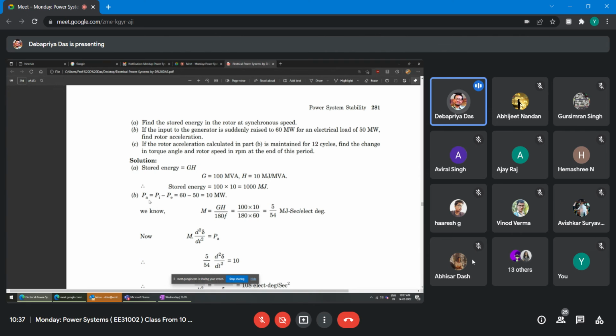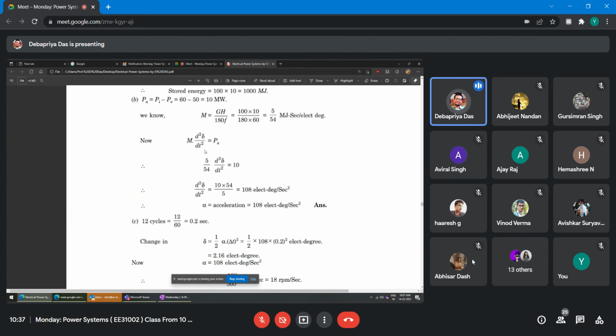Therefore, Pa is equal to the accelerating power, Pi minus Pe, that is 10 megawatt. And M, we know, is GH upon 180F. So GH we have computed as 100 into 10, and 180 into 60 Hz system, 100 into 10 upon 180 into 60. So it will be 5 by 54 megajoule second per electrical degree. Now we know M d square delta upon dt square is equal to the accelerating power. This equation you have seen. Therefore 5 by 54 d square delta upon dt square is equal to 10. Therefore d square delta upon dt square will be 108 electrical degree per second square.